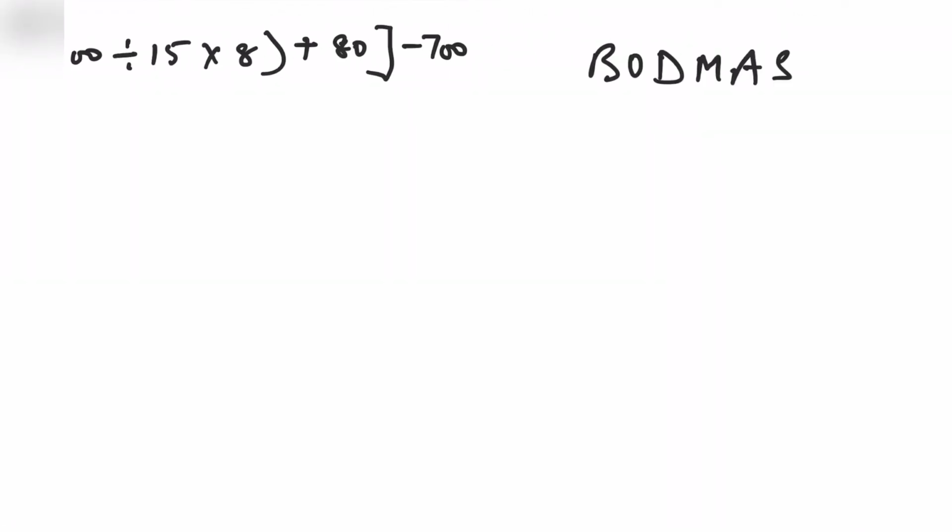BODMAS means B for bracket, O for of, D for division, M for multiplication, A for addition and S for subtraction. We solve it step by step. Which comes first, we will solve that first.